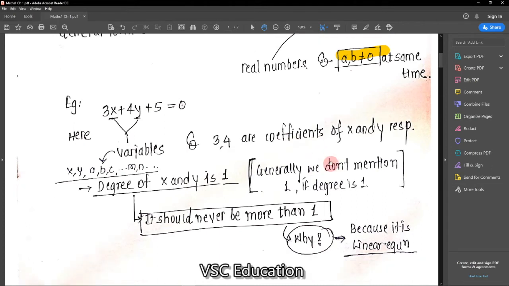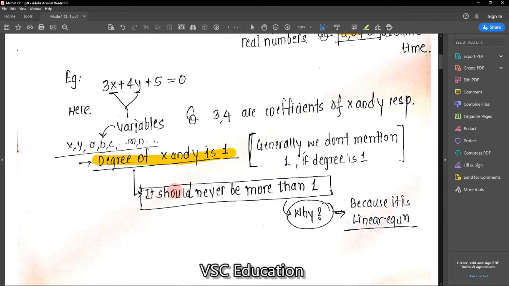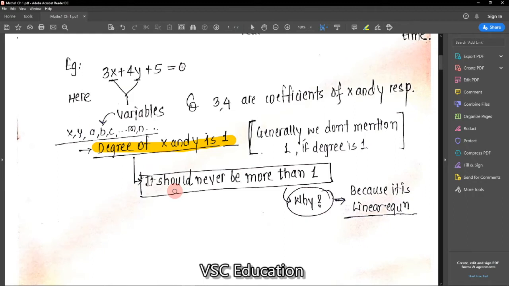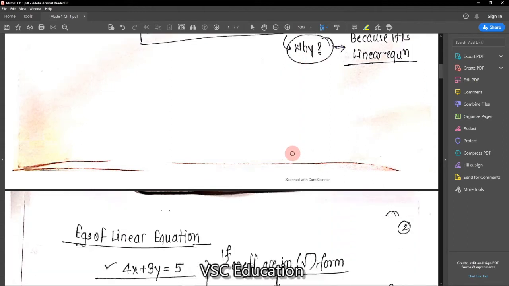Understood? Then see, x and y are the variables we already observed, but the degree of x and y is always 1. Generally we don't mention 1 if the degree is 1. When 1 is the degree, then this equation is known as a linear equation. It should never be more than 1 degree.